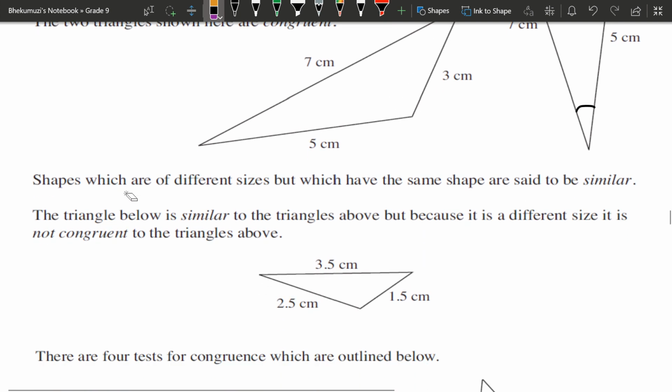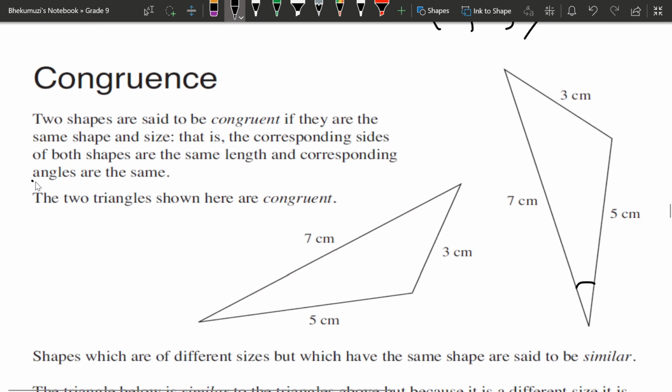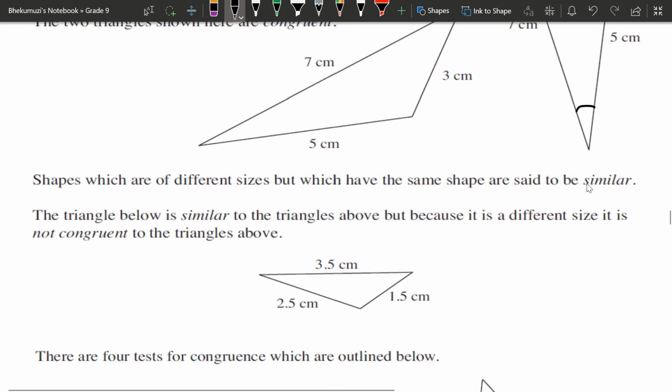So shapes which are of different sizes but which have the same shape are said to be similar. Now that's the difference. Congruency says the shapes are the same and the lengths are the same. But with similarity, we say that it's different sizes, but it's the same shape. Okay, so it's the same shape but different sizes. That's what we call similar, right?